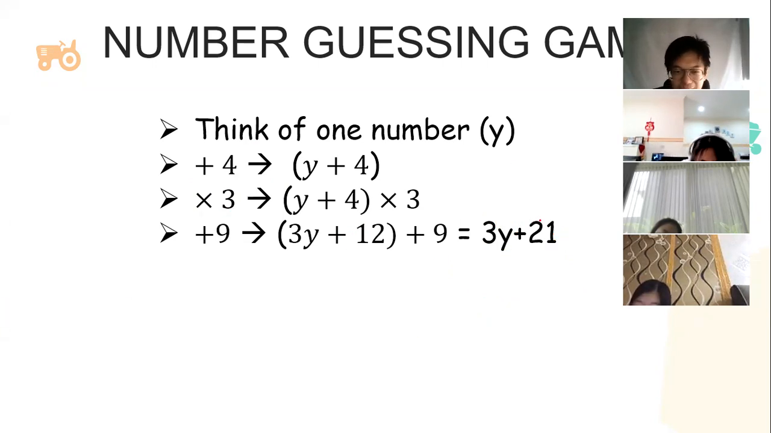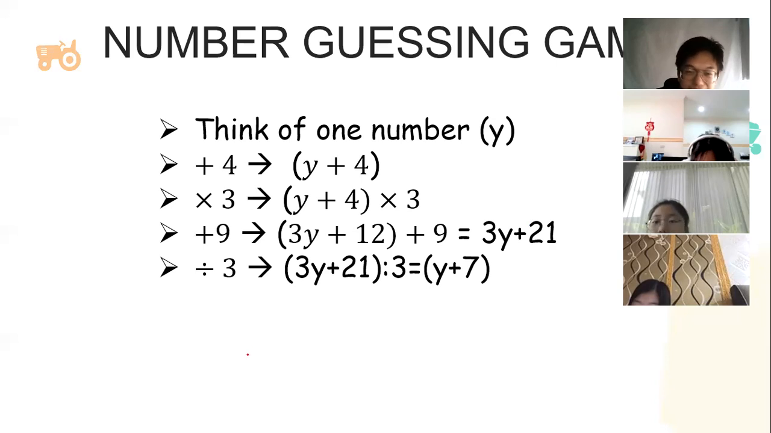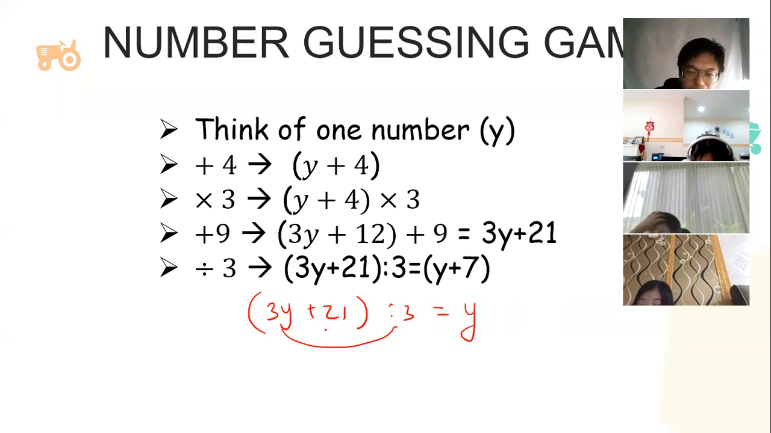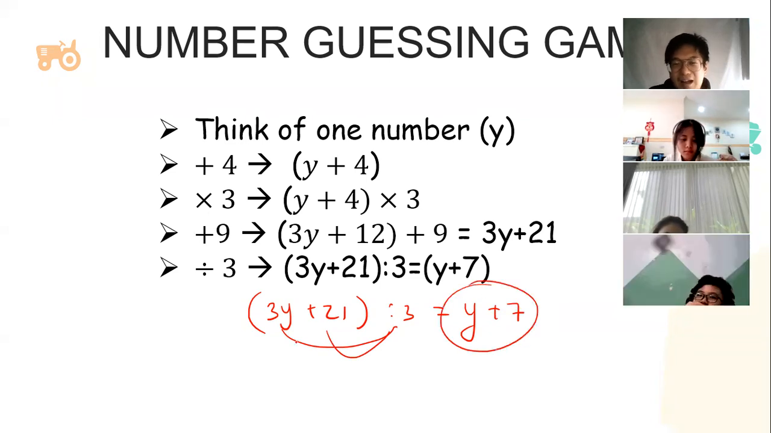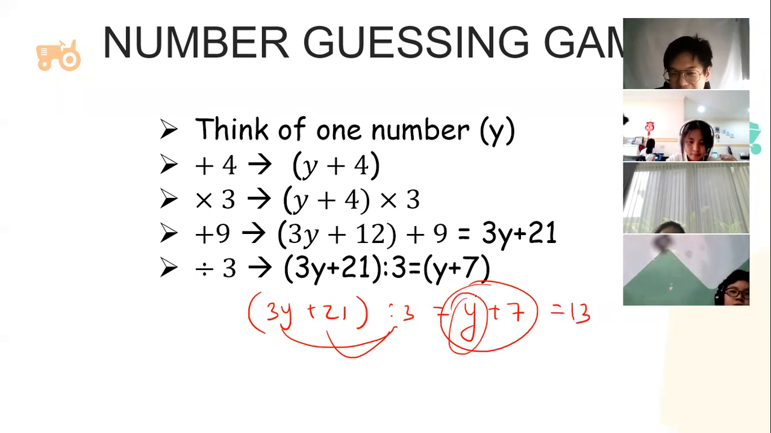And then divide by 3. So 3y plus 21, you divide everything by 3. 3y divided by 3 is y, and 21 divided by 3 is 7. See? Mister, I don't get it. After you get the result, Karin got 13. So I just guessed Karin's number by subtracting 7.